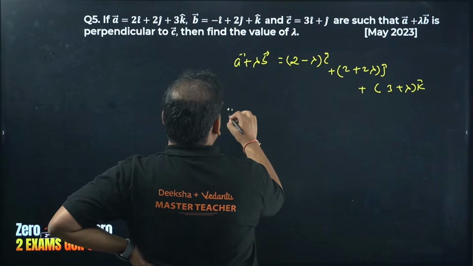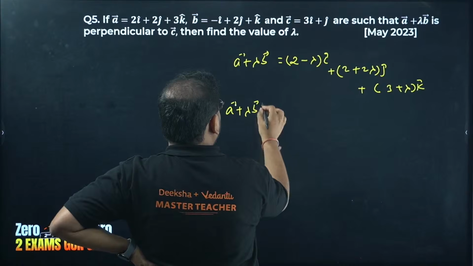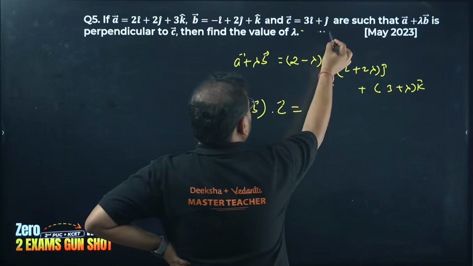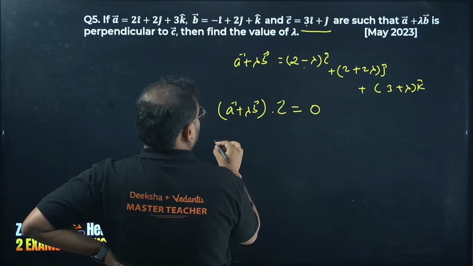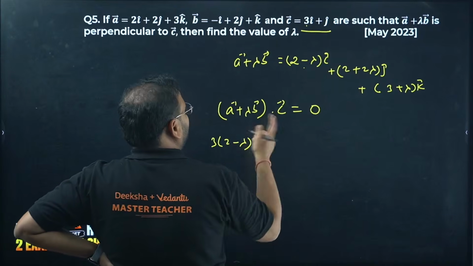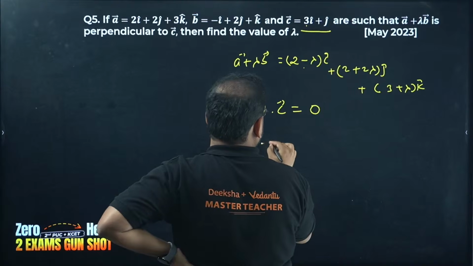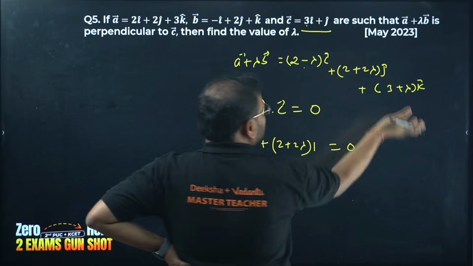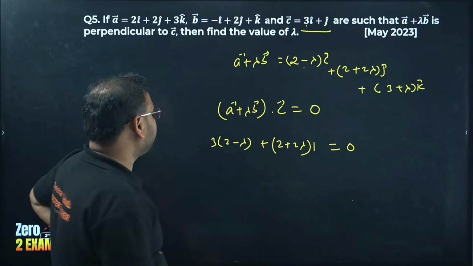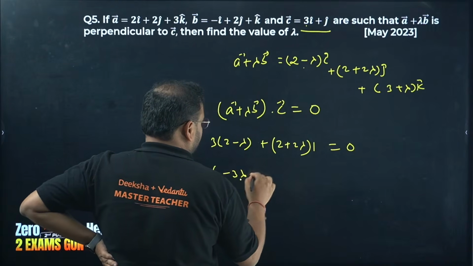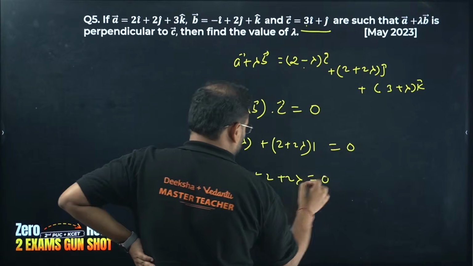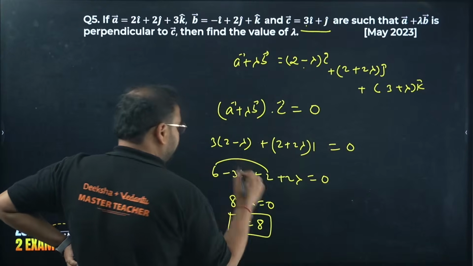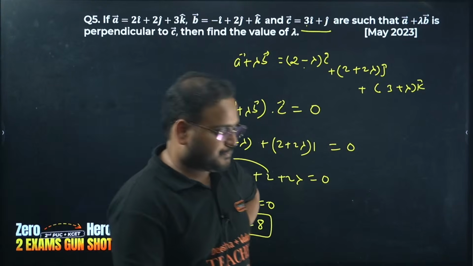Perpendicular to c means that a plus lambda b dot with c will be 0. C is only i cap and j cap. So multiply this with this. You get 3 into 2 minus lambda, i dot i will be 1. And with j we get 2 plus 2 lambda into, again, only 1. Don't worry about k because there is no k component for c, so that is not taken care of. We get 6 minus 3 lambda plus 2 lambda is 0. 6 plus 2 is 8 minus lambda is 0. Lambda value is 8.